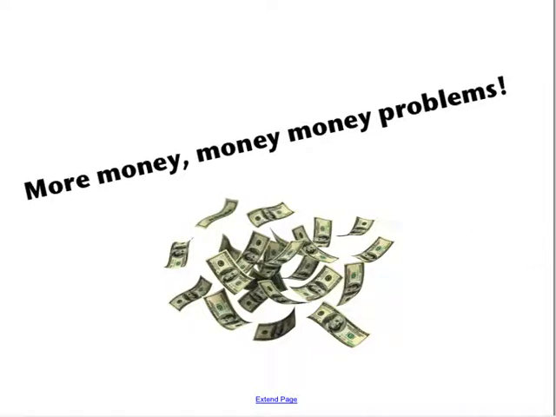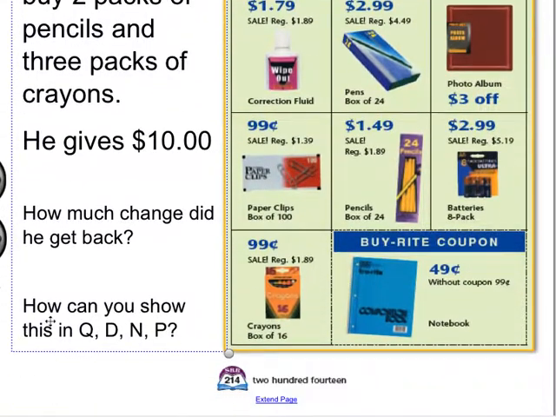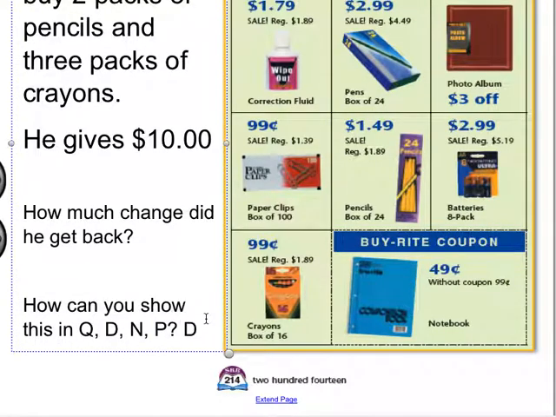Mrs. McPhail. Today we're going to focus on more money problems. Okay, so today, by the way, a piece of paper would be really helpful for this. Mr. Nutty goes to buy 2 packs of pencils and 3 packs of crayons because he's running low. So he goes to the store and they tally it all up and he gives $10. So we're going to work on finding how much change he got back and how we can show it in quarters, dimes, nickels, pennies, and if we have to, also in maybe dollars. I'm just going to write that.